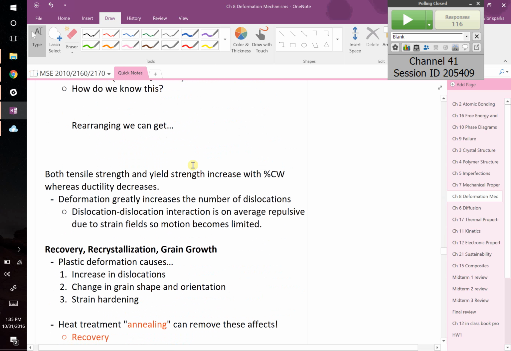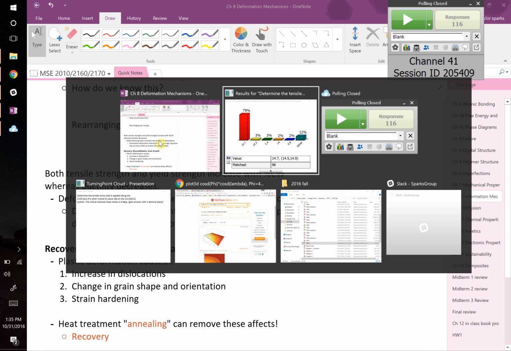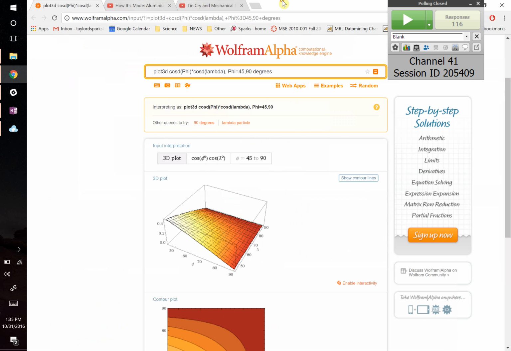We'll skip. What is cold working? Why use it? Great question. Why would you want to use cold working versus hot working? By the way, hot working, do they actually use it? They absolutely do. Here's a picture of how it's made.